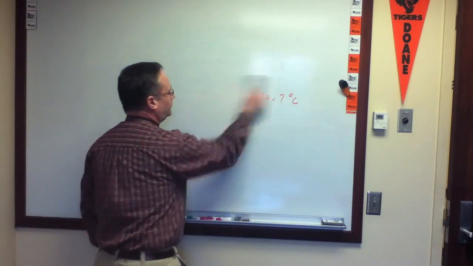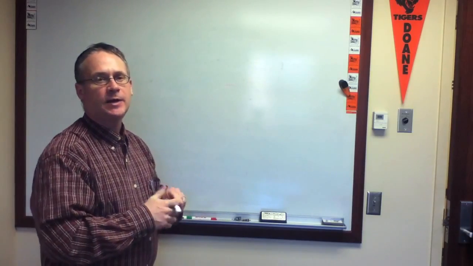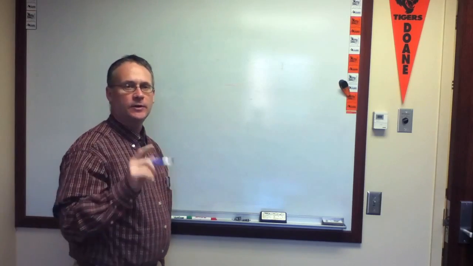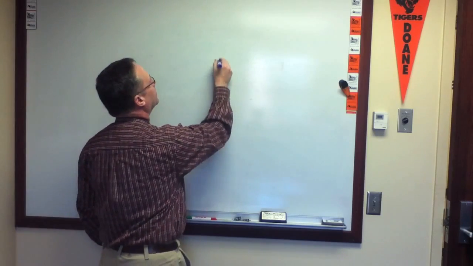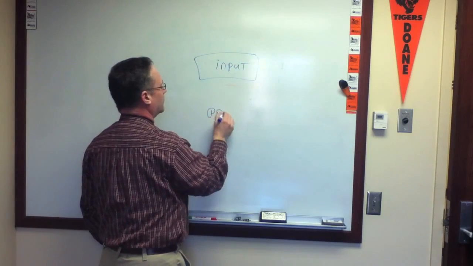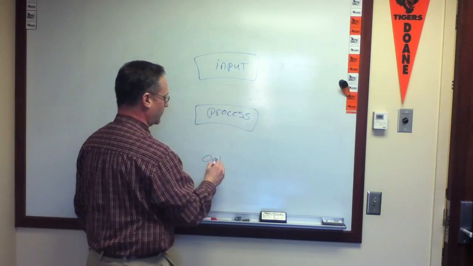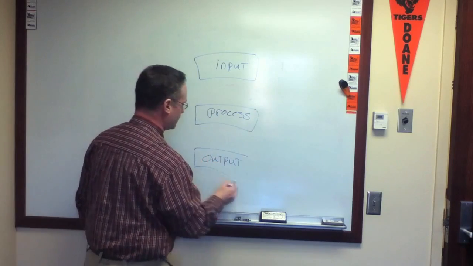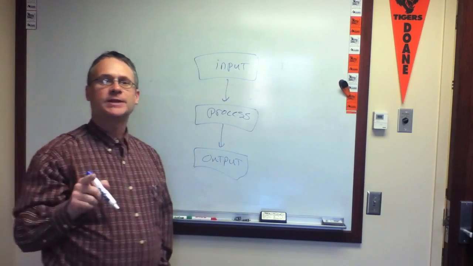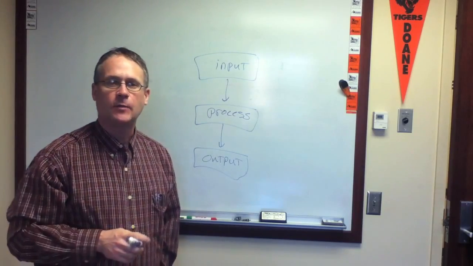So, a good place to start is to think about any program in terms of its input, what it does to process the input, and its output. So, in general, I have 3 steps. Input information from the user, process it, and then create some output.